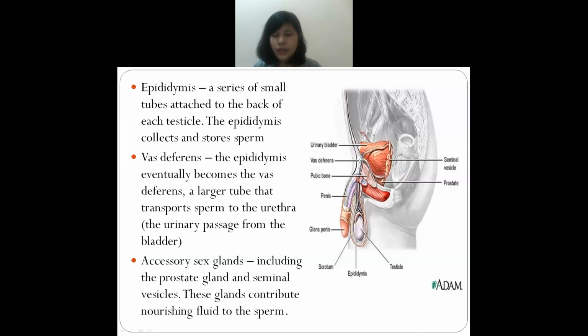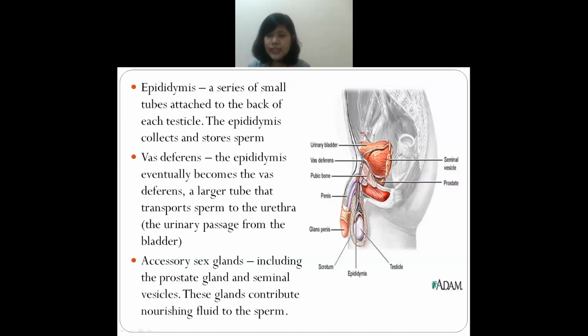And in this vas deferens, what happens? They will again go and transport. They will again go and give the sperm to the urethra. You remember the urethra in the urinary system you got. So they will go and give the sperm to the urethra.